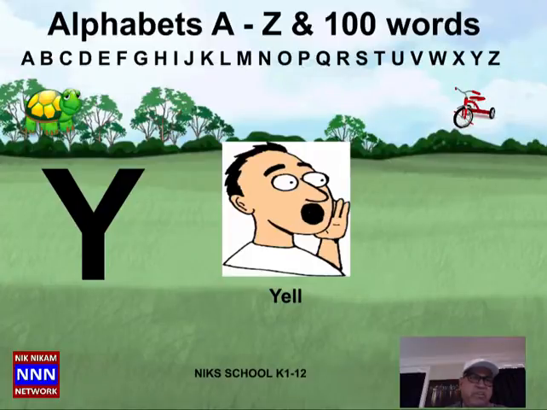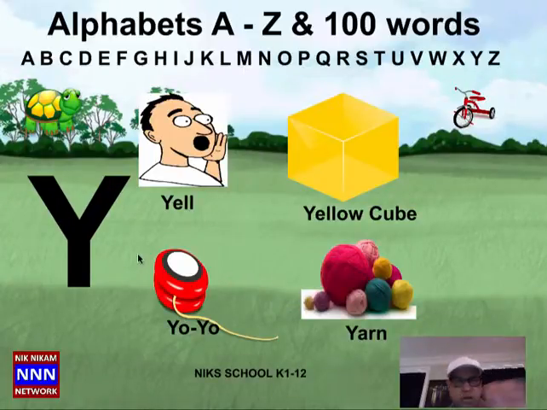Let's look at some more letters here. Yelling. Okay, yellow cube. Oh, look at this. This is a nice yellow cube. It's like a Lego block. And that's yellow. It starts with Y.